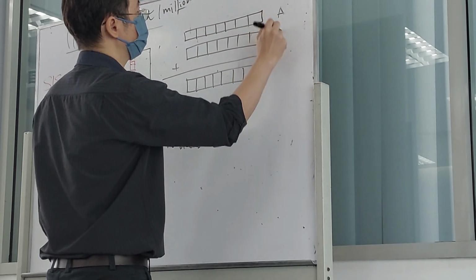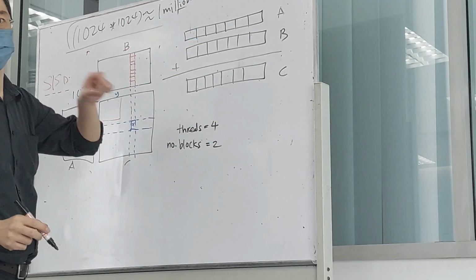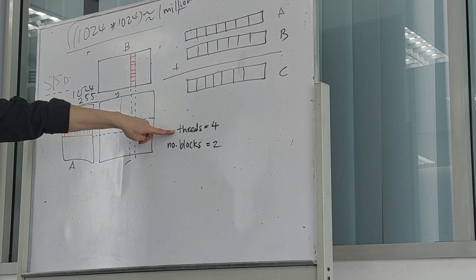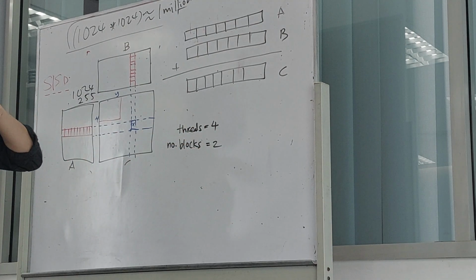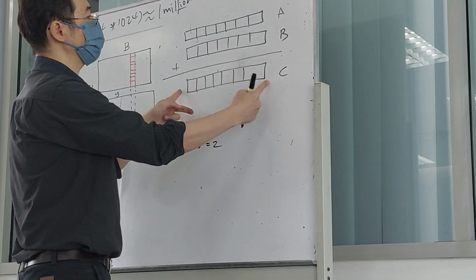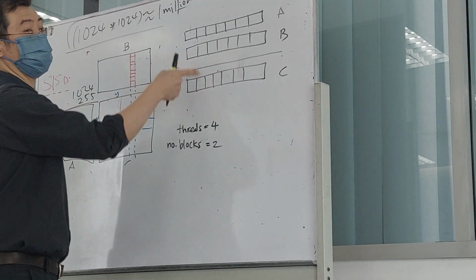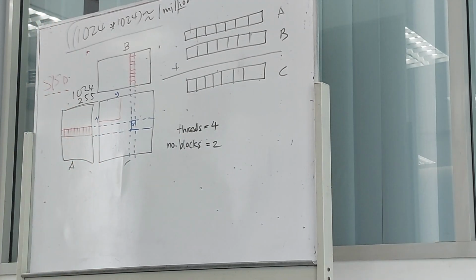Okay, so this A, B, C. It's going to add and put the result, right? Because the number of threads in the block is 4, and the number of blocks is 2, if you multiply it's 8, isn't it? Is it sufficient for this 7? More than sufficient, right? Because it is 7. So one of the threads is not going to be used, it's going to be wasted.